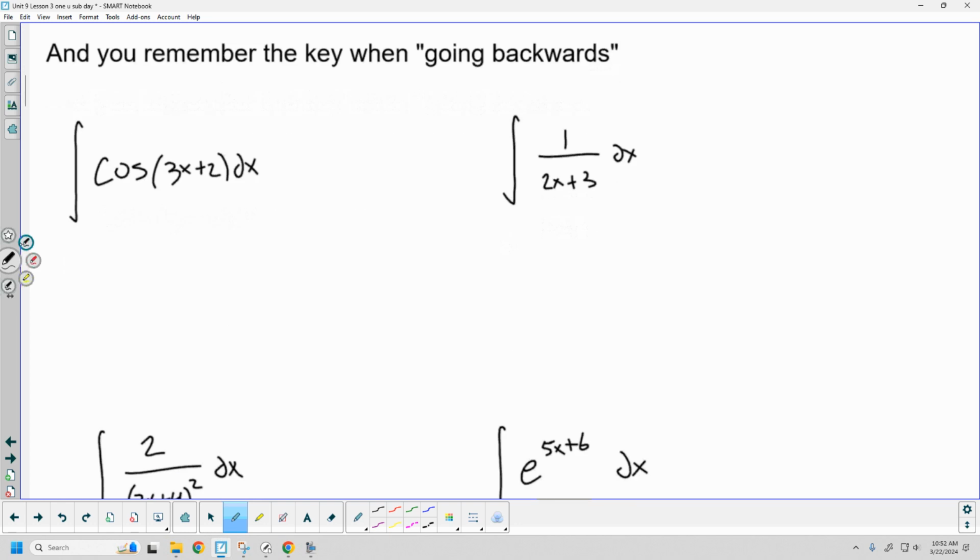In Unit 6, we undid the chain rule when we took an antiderivative of, say, cosine 3x plus 2. Let's see if you remember how to take the antiderivative of cosine 3x plus 2. Good start.